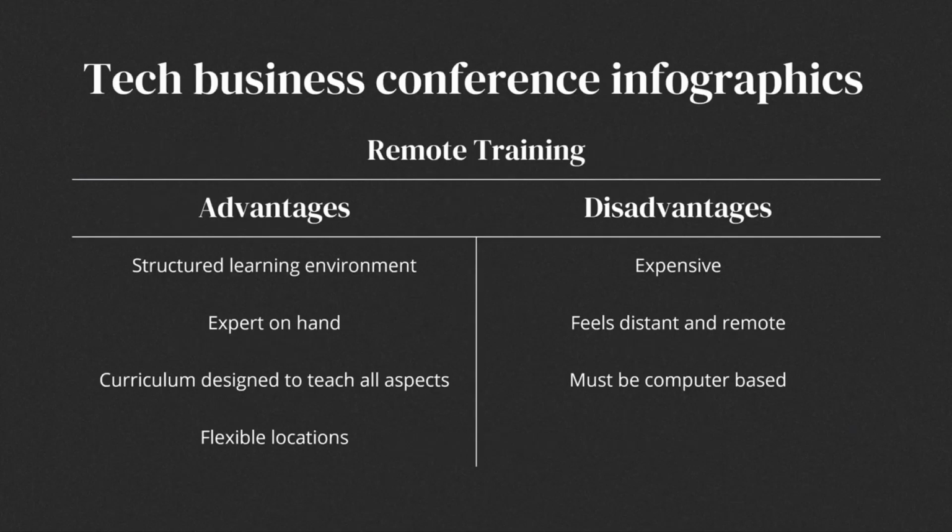Remote training is relatively similar to a formal class, but it does differ in the fact that it can be accessible at any location. It's also a structured learning environment with an expert on hand, but as I just mentioned, a flexible location gives it an edge. It allows it to be accessed or learned anywhere, while formal class does not. It is also expensive, however, but it has two other disadvantages that formal class does not have.